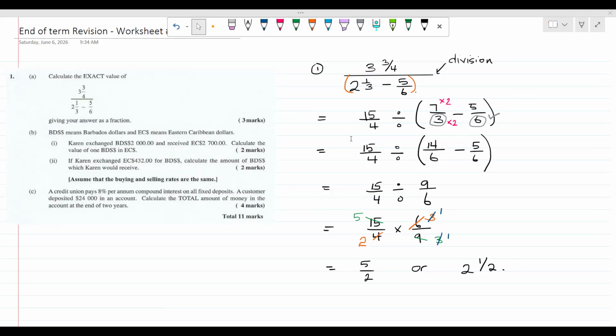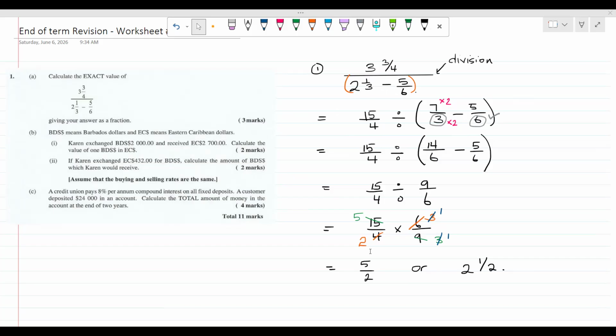This one is just a 5 over 6. Come out, close my bracket. Seen it? So I have the 3 3/4 divided by 2 1/3 minus 5 over 6. And then I can hit my equal sign. And you see we have our 2 1/2.